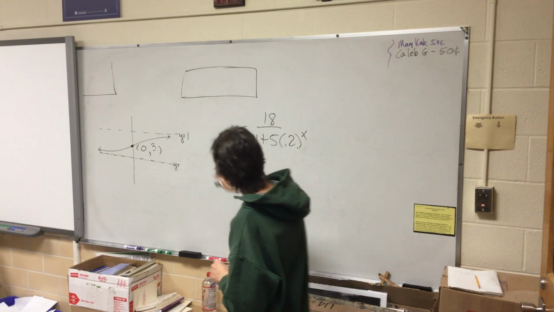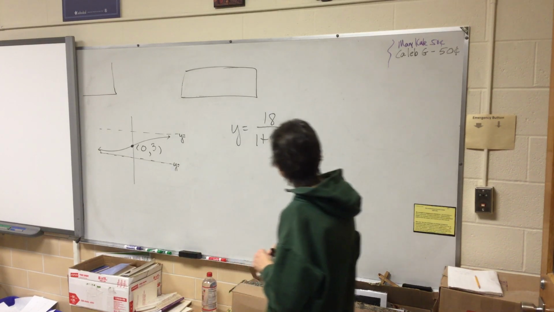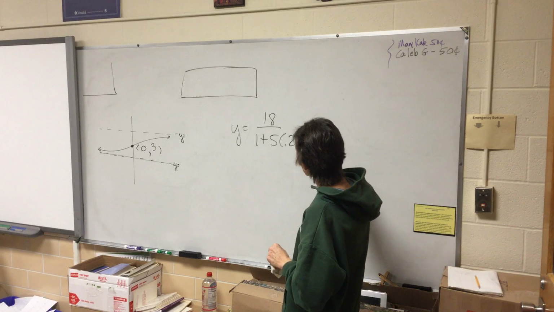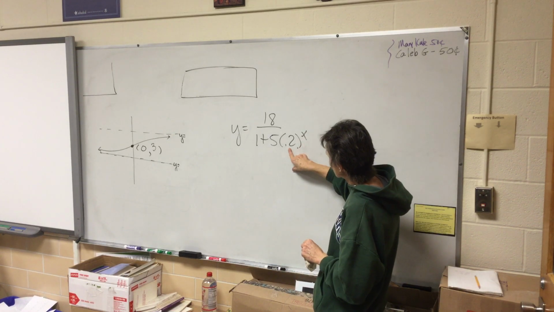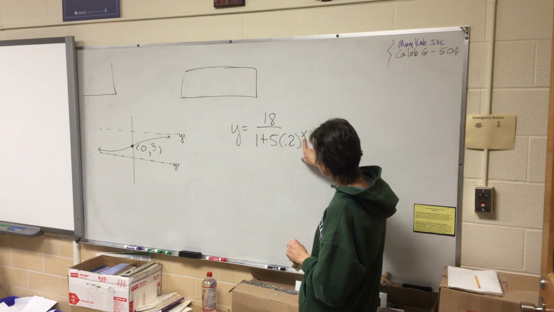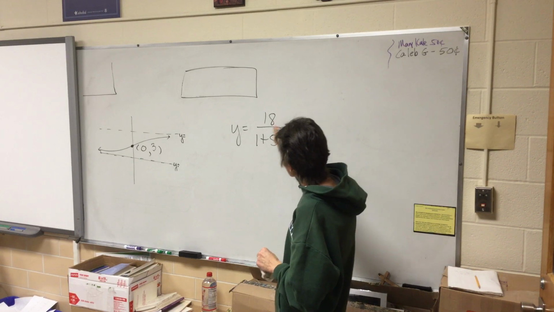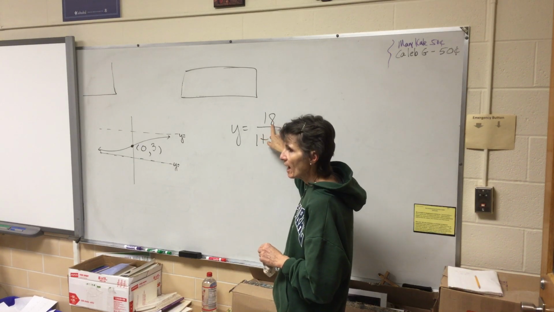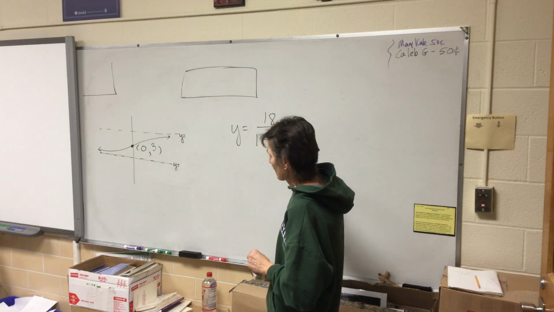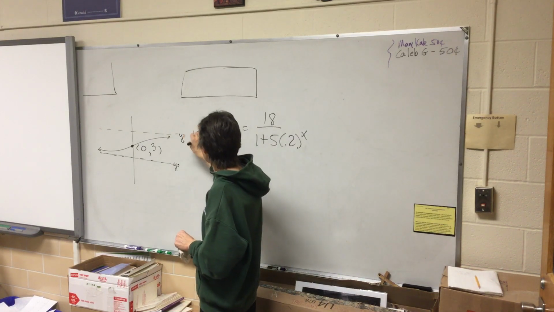Now, what about our asymptotes? Well, remember, that's less than 1. So as this gets really, really big, this gets really, really small. So where's that limit to growth? Where's that top asymptote? 18.